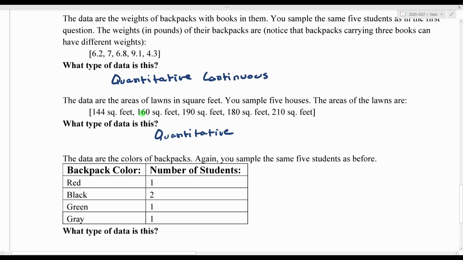Area is definitely something that you have to obtain by measuring dimensions. All right, so you would probably go, if it was a rectangular lawn, you would measure length and width, and you would multiply those to get the area. So there is a measurement that is occurring there. So this is going to be a continuous type of data. Okay. All right, let's do this next one here.